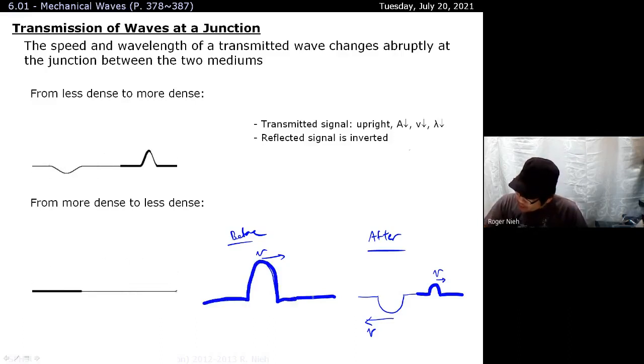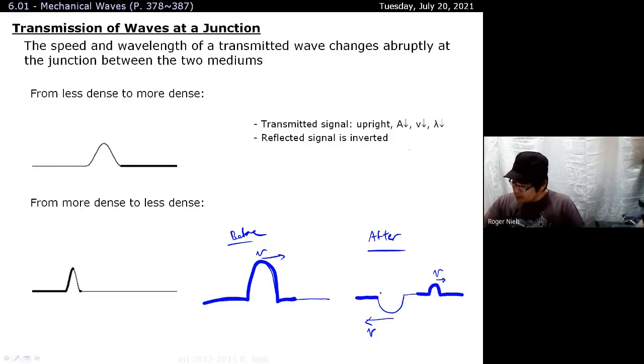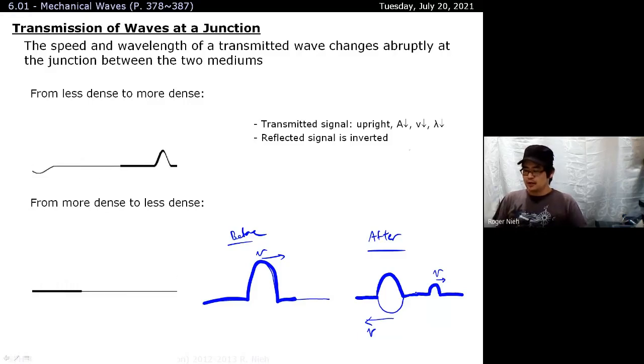It's a more dense medium. I move on to a less dense medium. What is the outcome? Let me just animate that again. And you'll see that the outcome is that when the wave reflects backwards, it reflects backwards still upright. You've lost a bit of amplitude, but it still has the same wavelength. Okay? Same wavelength, same speed, in the opposite direction.